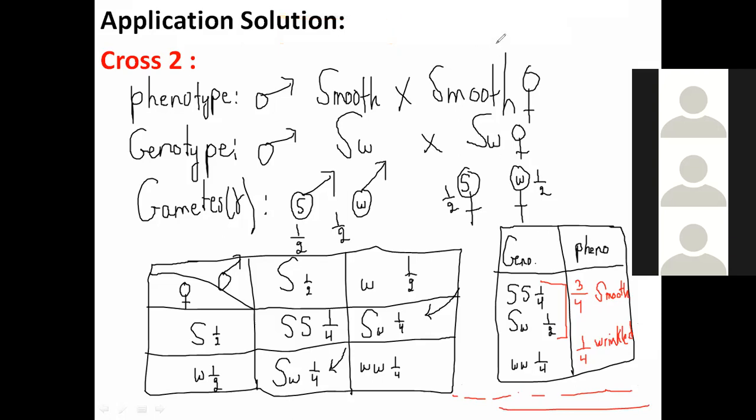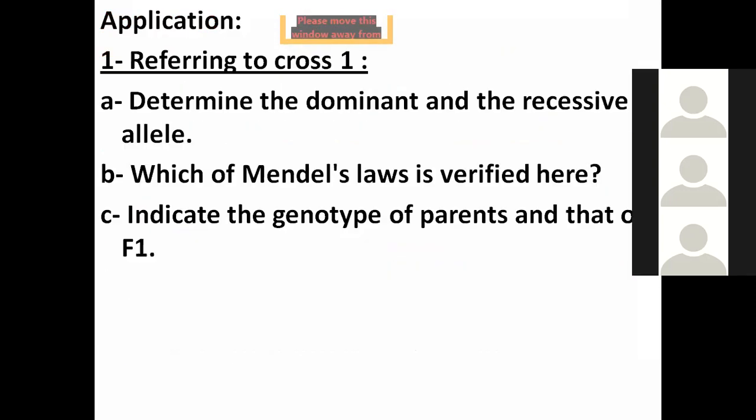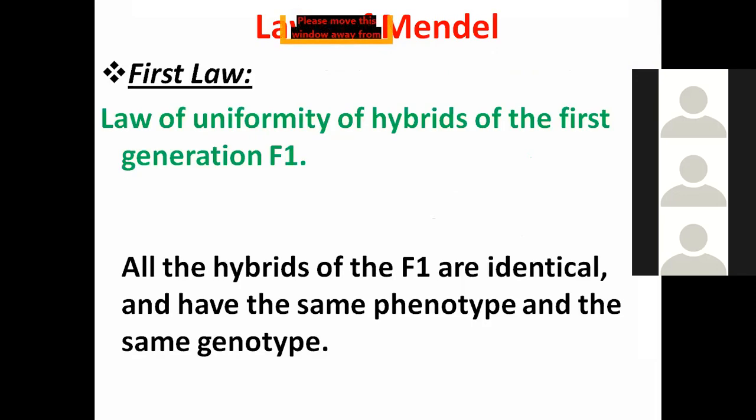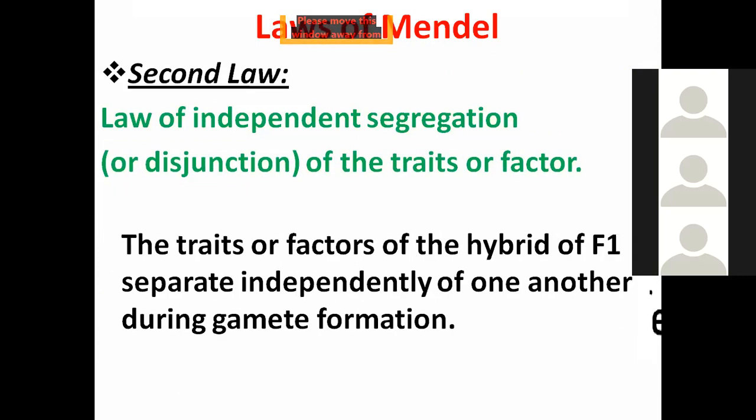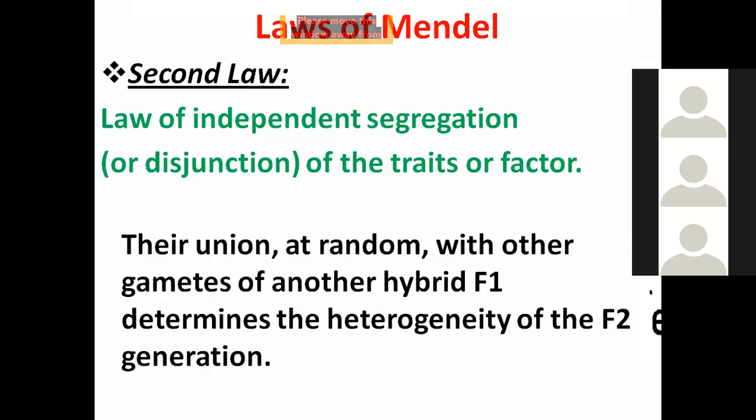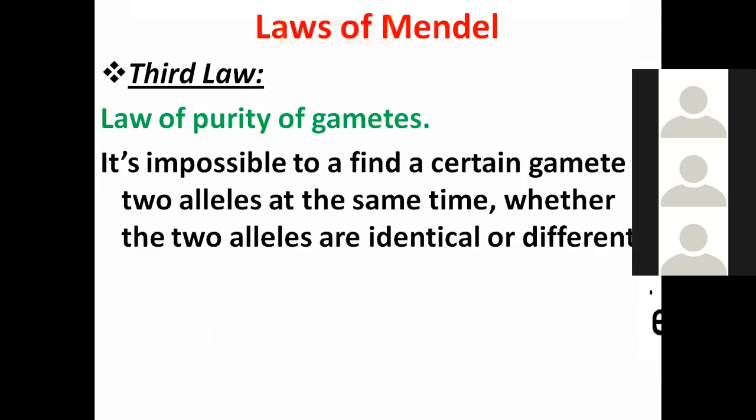So you have to study them, the 3 laws of Mendel. They are the first law and the second law and the third law. We said that the first law, always you have to study it, and you have to know the title of this law. You have to know the first law is applied only in the first generation. Second law is law of independent segregation or disjunction of the traits or the factors. It's applied in the second generation in the F2 as well as the third law. You have to memorize them. You have to study them and you have to know these rules as well.